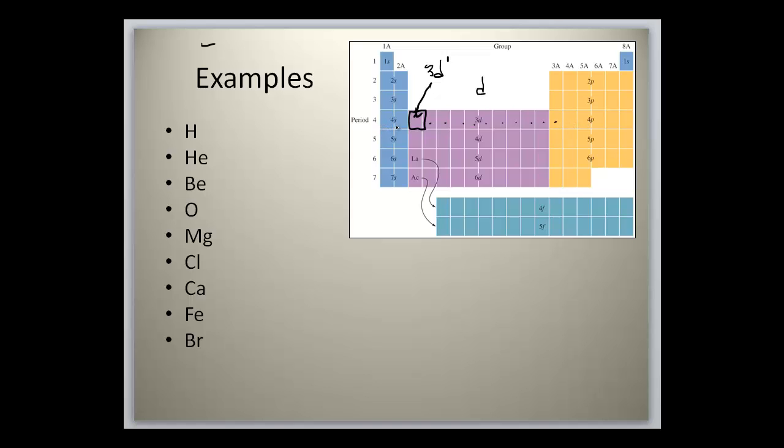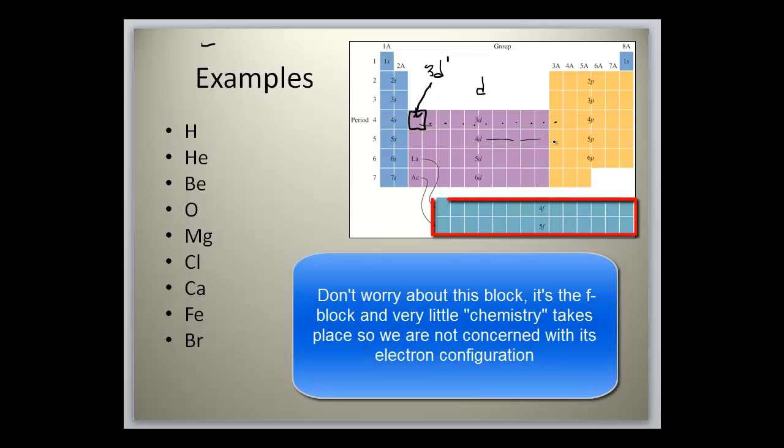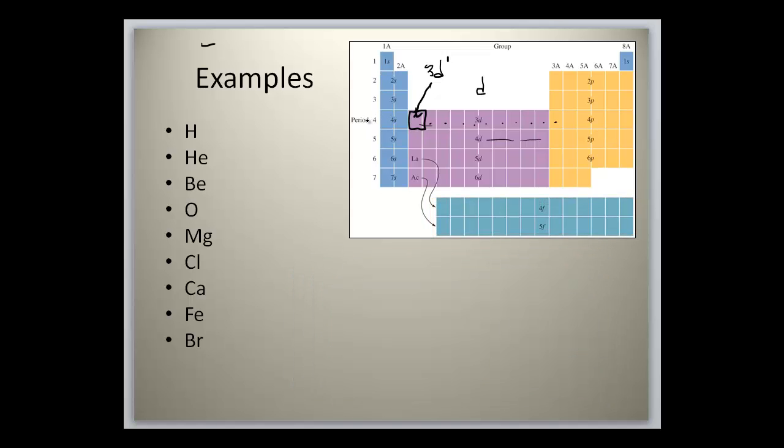So it goes 4s2, 3d10, 4p6, 5s2, 4d10, 5p6, etc. So again, when you're in the S block here, you're just in the period, but when you go to the D block, you drop down one, and when you go back to the P block, it's normal again. So the electron configuration for hydrogen, which is located there, would be 1s1.